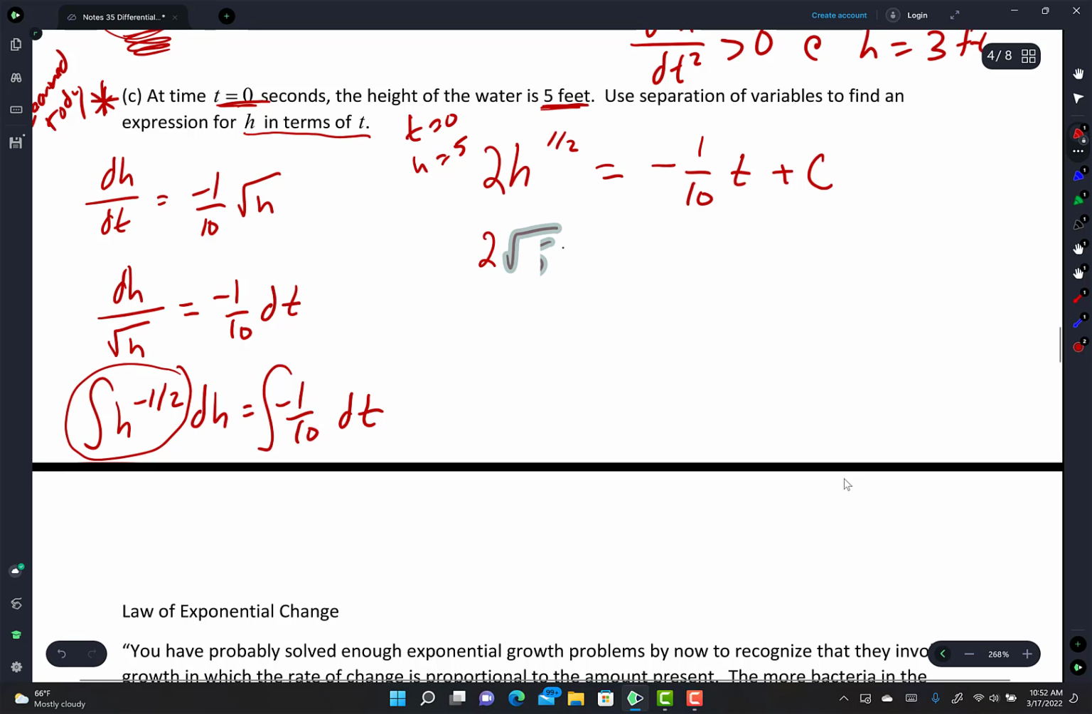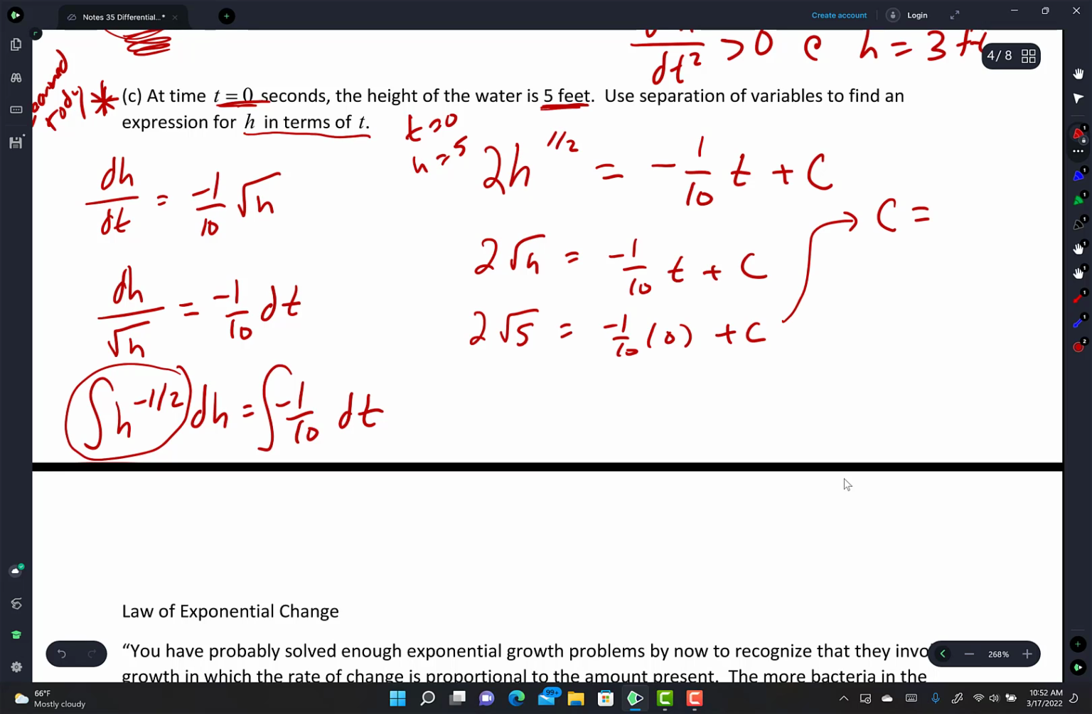Okay, you know what? Let me rewrite it. 2 square root of h equals negative 1/10 t plus c. Okay, now we're good. 2 square root of 5 equals negative 1/10 times 0 plus c. So what does that tell me about c?